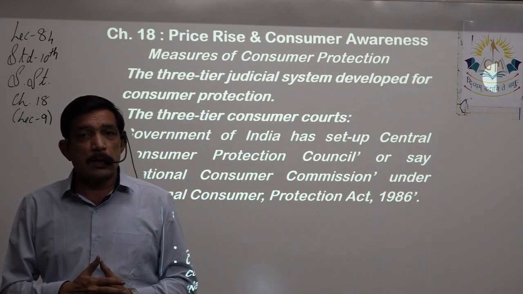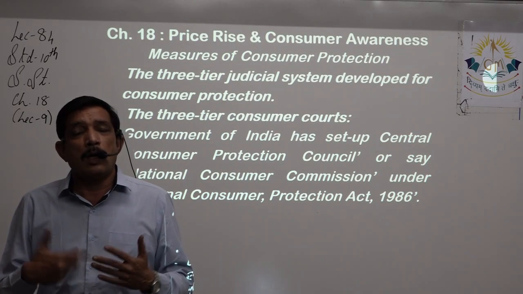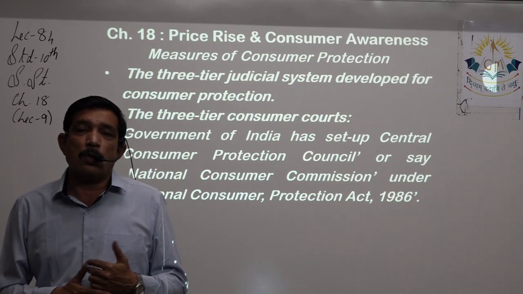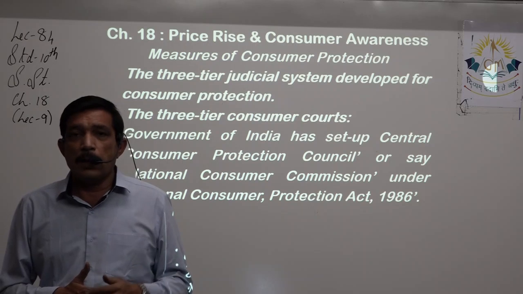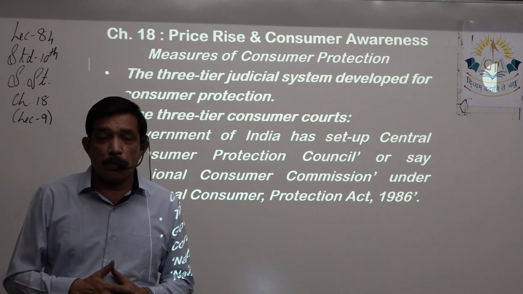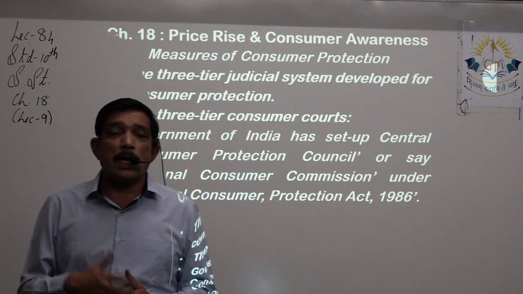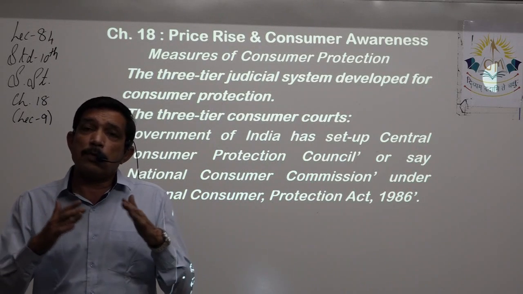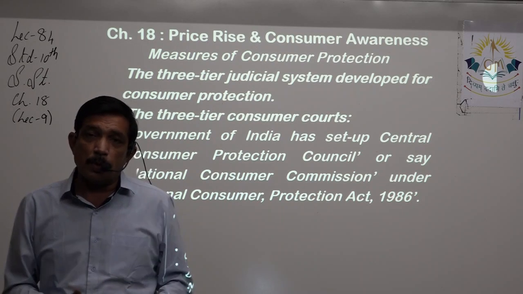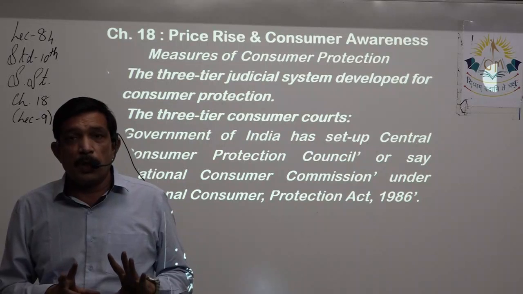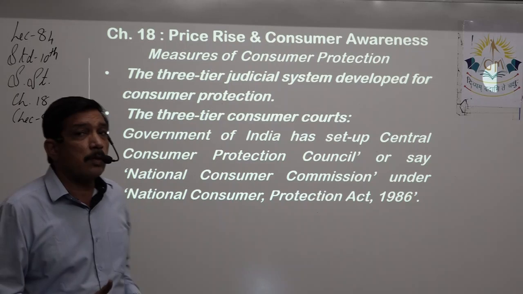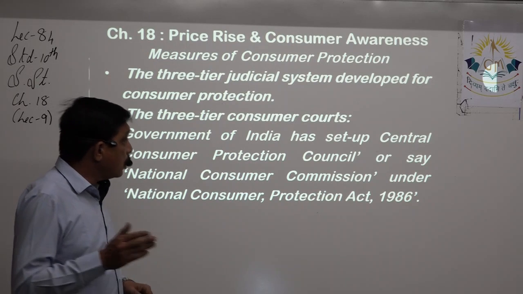a joint high court, right? For example, Chandigarh, which has a joint court of Punjab and Haryana. Same way nowadays for Andhra and Telangana, we have a joint court. All the seven sister states, they have one high court. So the number of high courts will be less, and at the top, the apex court, that is the Supreme Court. So the same structure is found where there is a judicial system or a legal system developed for consumer protection.